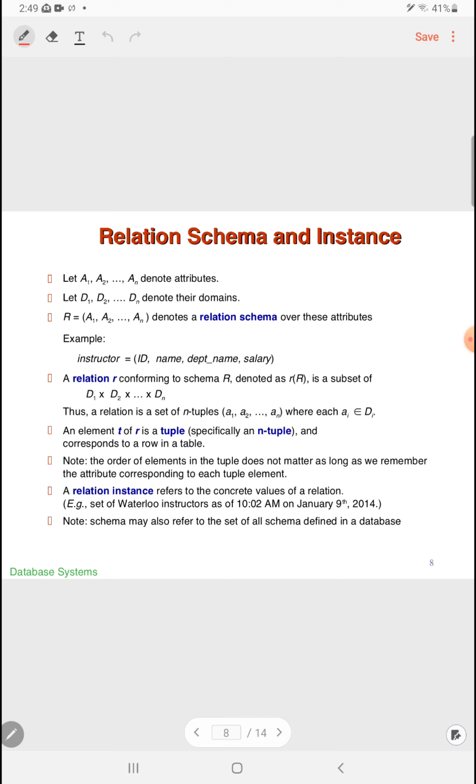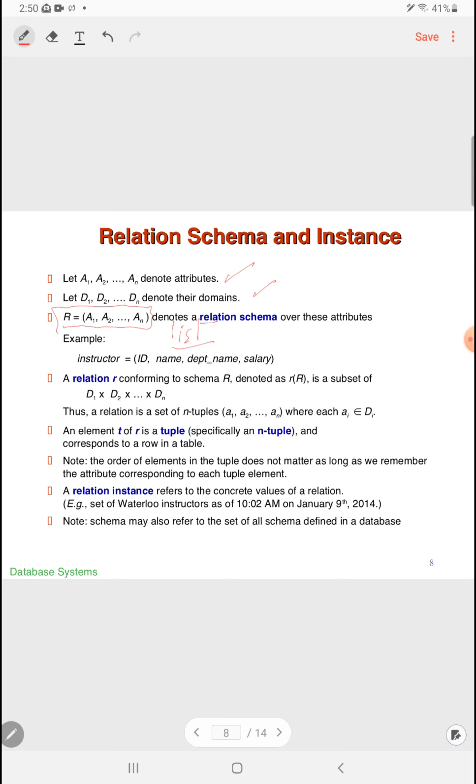Okay, so what is a relation schema? Let's have different attributes, domains associated with those attributes. We can then define a relational schema as a set of attributes. Sorry, not a set of attributes, a list of attributes. Okay. The order matters somewhat. Okay. It will matter in terms of how the database is implemented. It will matter in terms of how the database performs.